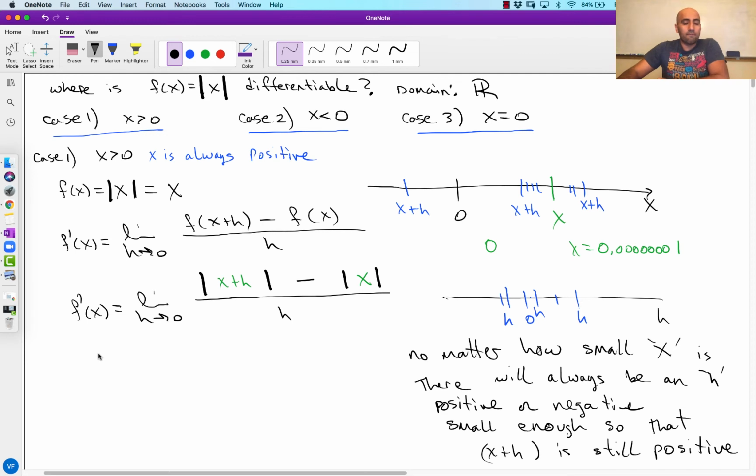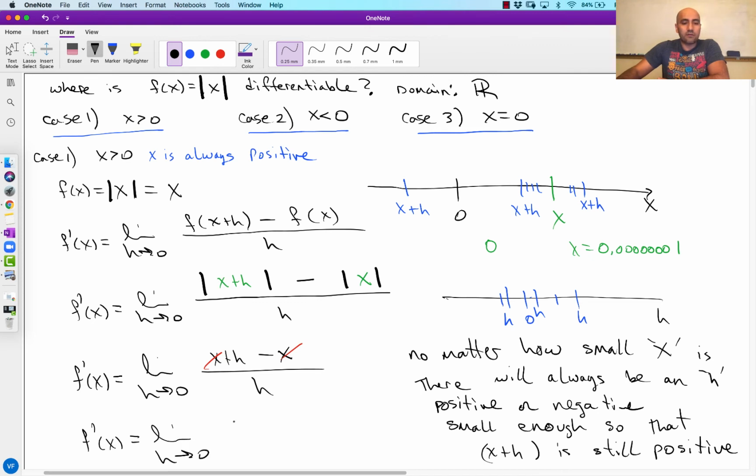So the limit as h goes to 0, for some value of h, eventually this turns into the limit as h goes to 0 of, and then we can just get rid of those absolute values. This becomes x plus h minus x all over h. Now the x's cancel, and we're left with an h over an h. f prime of x equals the limit as h goes to 0 of h over h.